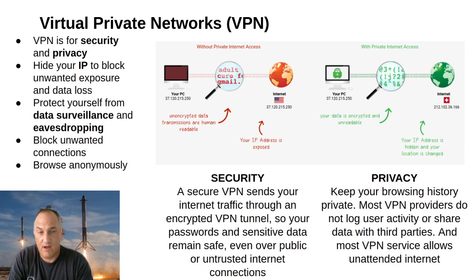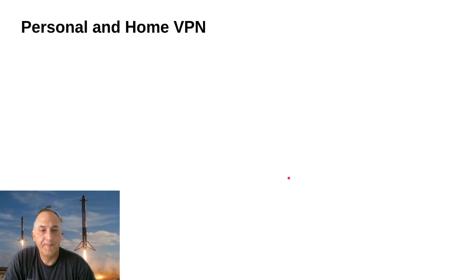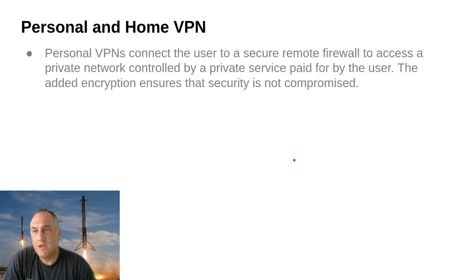To whom, to which VPN service are you connecting? They could be logging all your activity, and eventually we'll talk about that type of privacy, depending on your provider, who's giving you the service, whether it's a third party or it's yourself, and we'll talk about exactly how that works as well. Now, there are two types of VPN.